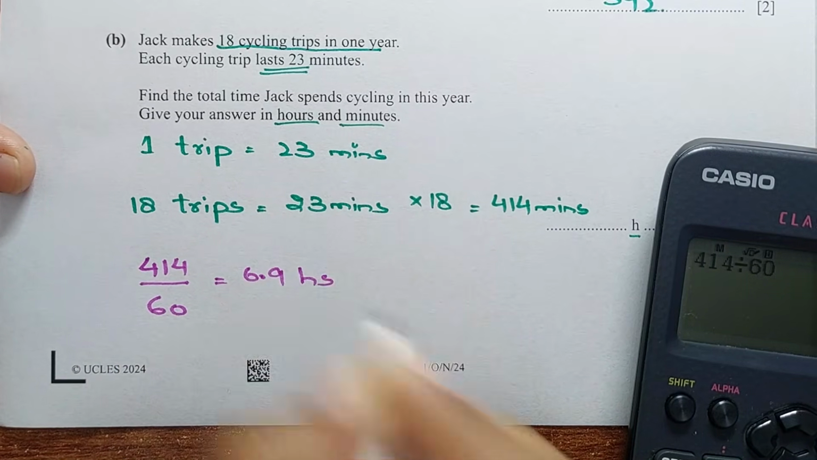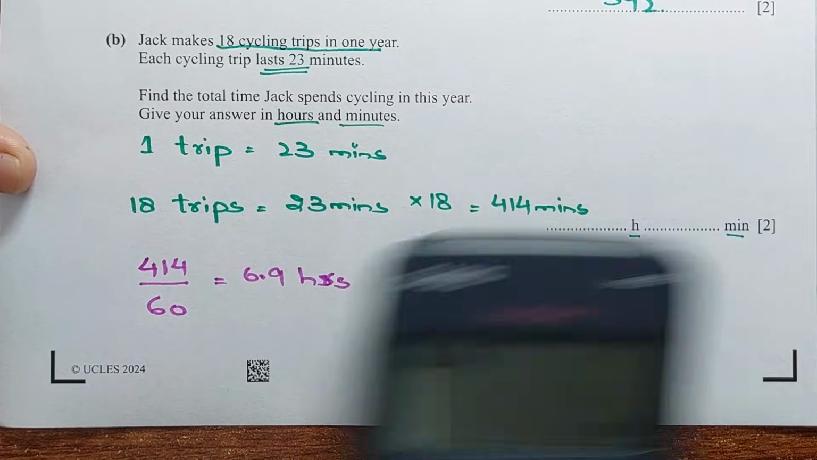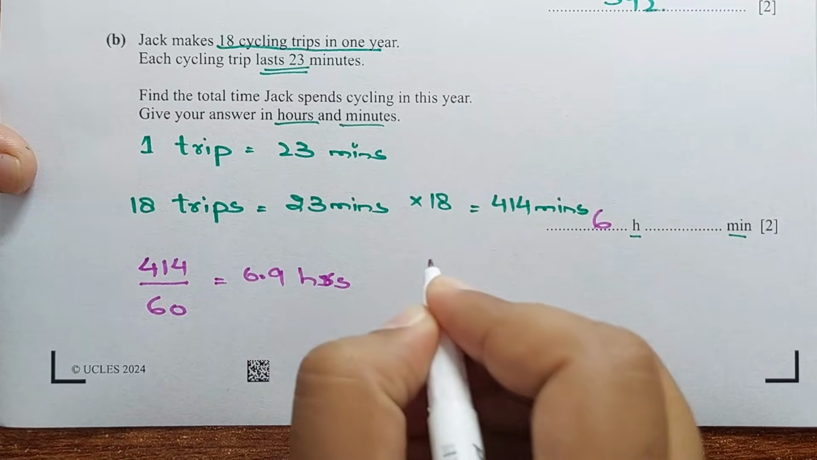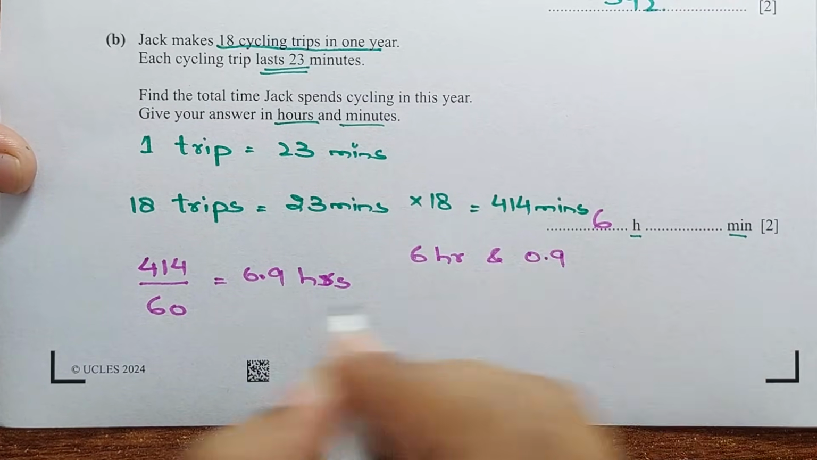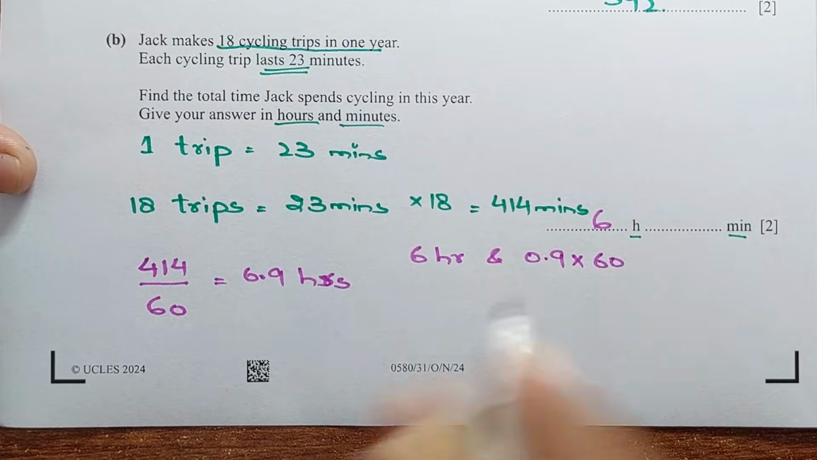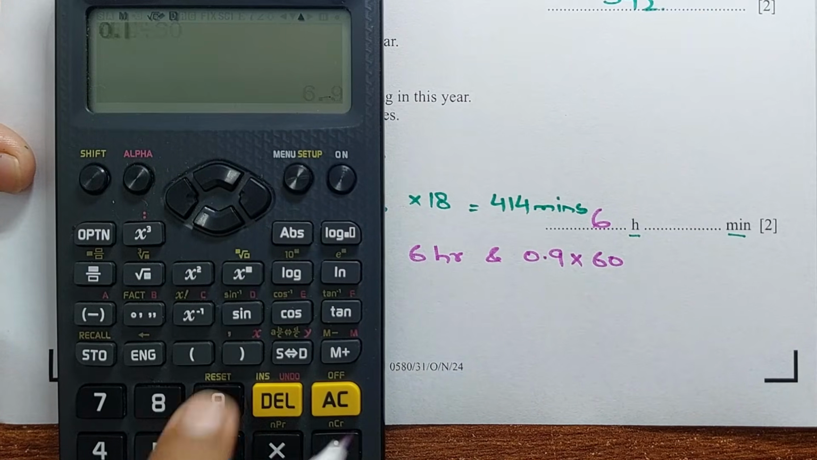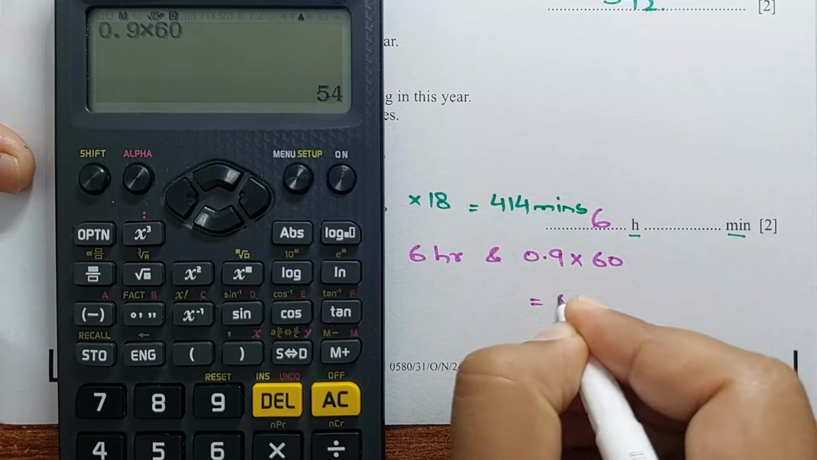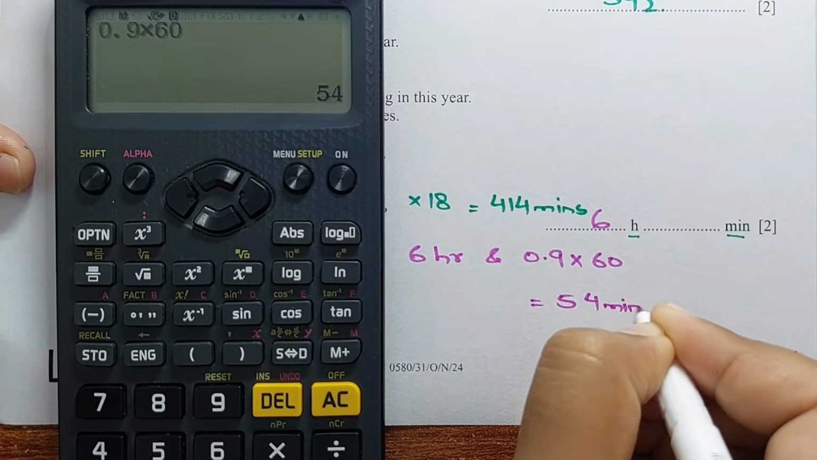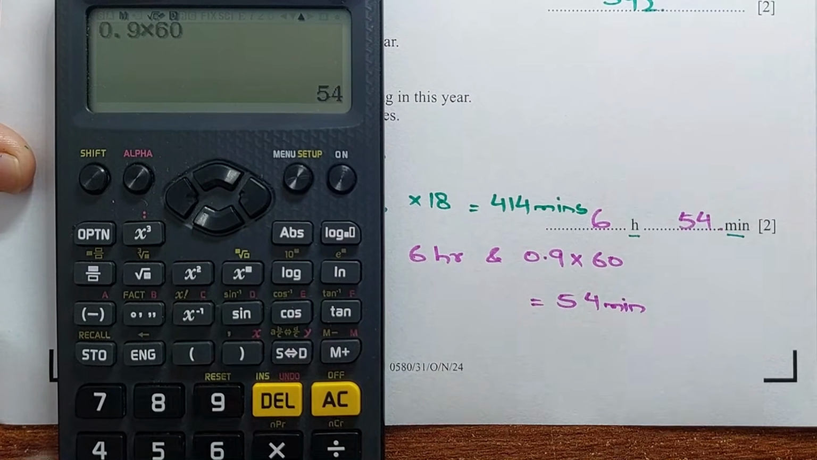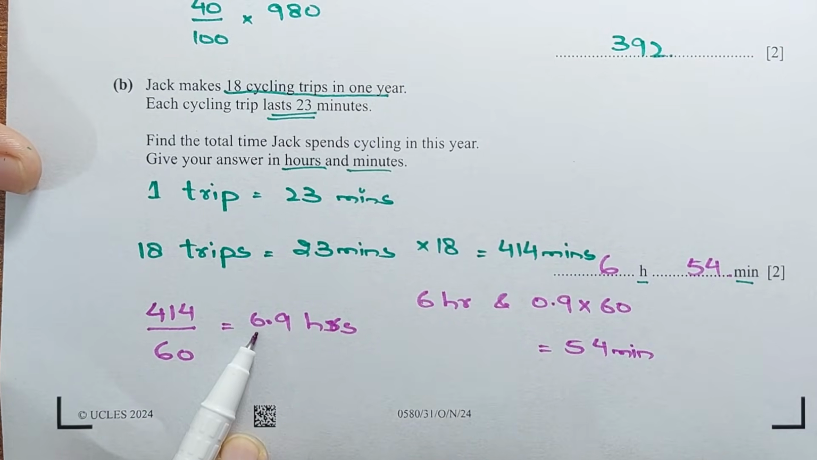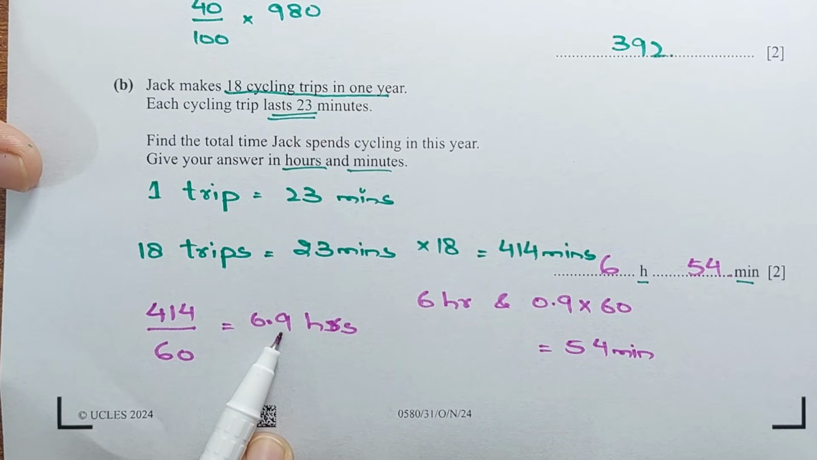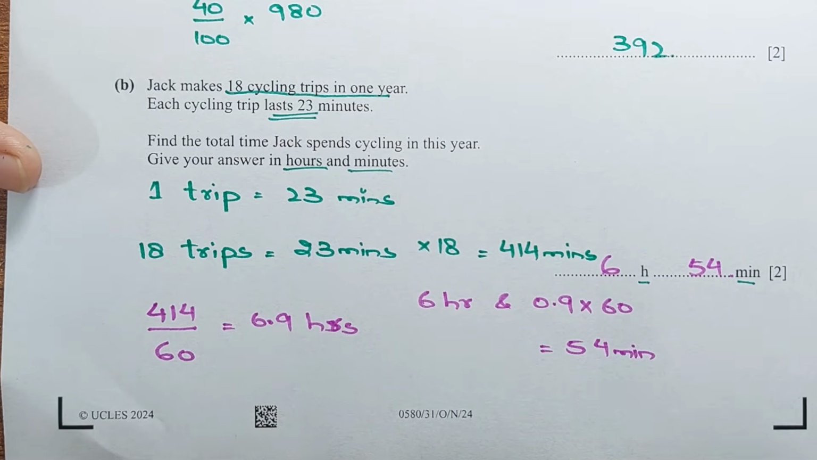hours. So basically 6 hours and 0.9. 0.9 is multiplied again by 60 to get minutes. 0.9 times 60, the minutes are 54 minutes. So the number before the decimal tells you the number of hours, which is 6, and the second number tells you about the minutes. So you have to multiply that with 60 to get the minutes.